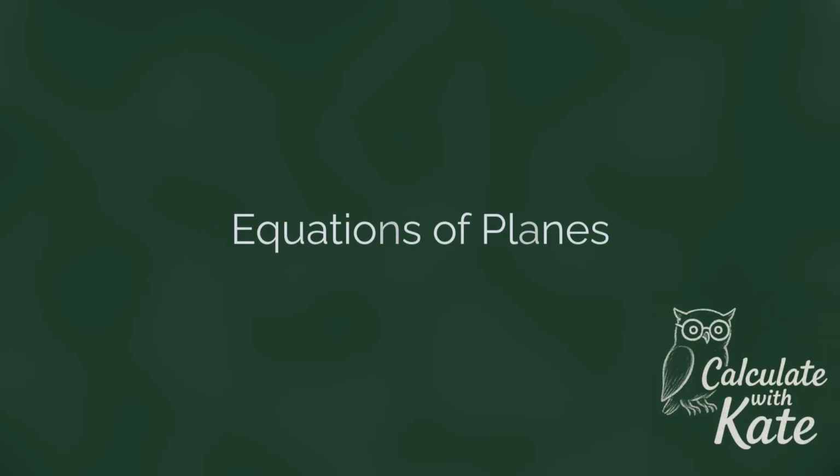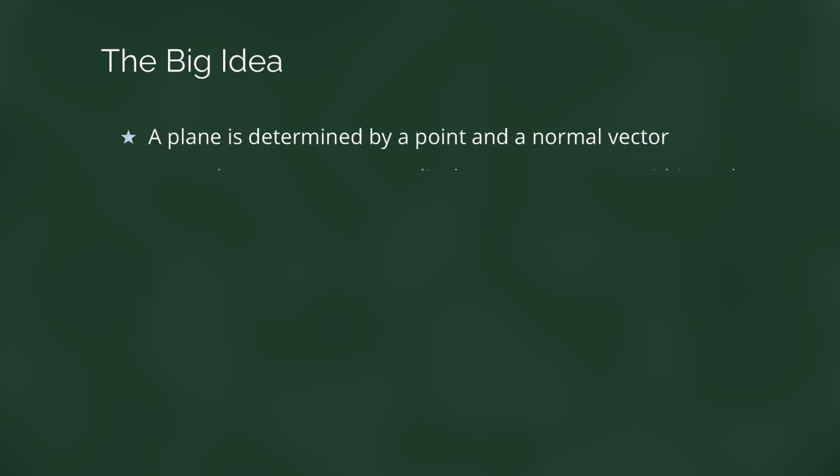So by now you should have equations of lines in three-dimensional space locked down. So we're going to look now at how to write the equation of a plane. Okay, so what we're going to see is that the equation of a plane is going to be determined by a single point that we know lies on the plane and something called a normal vector.